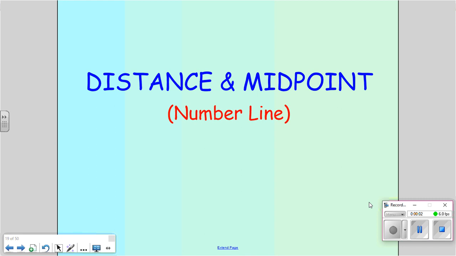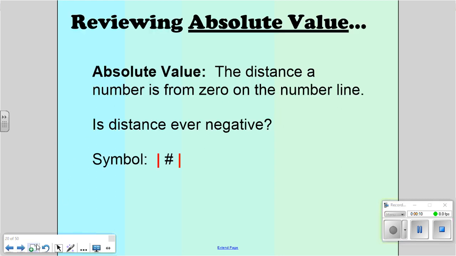Unit 1, Day 3. Today we're going to be discussing distance and midpoint. Before we discuss distance, we need to review the absolute value. Absolute value is the distance a number is from 0 on the number line.